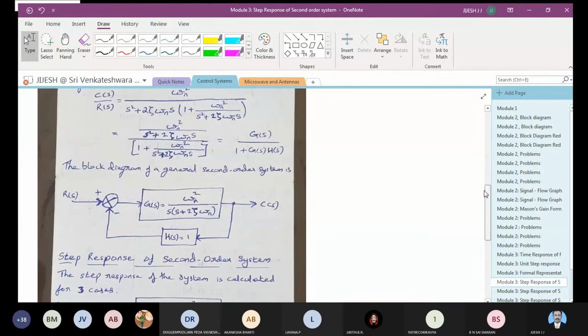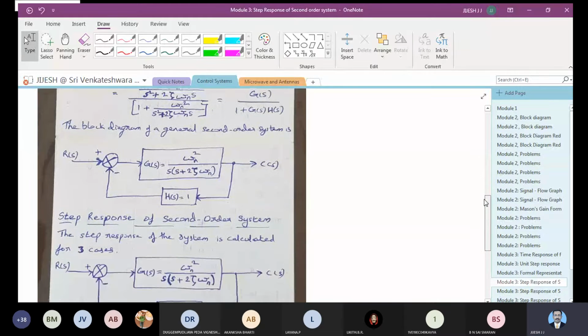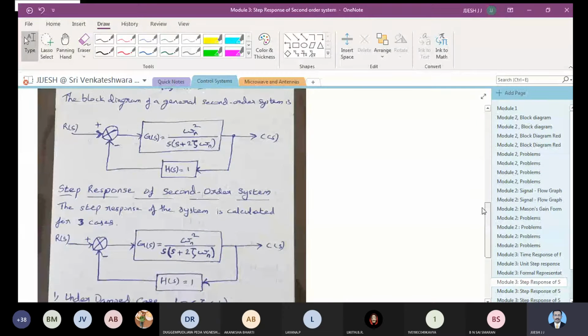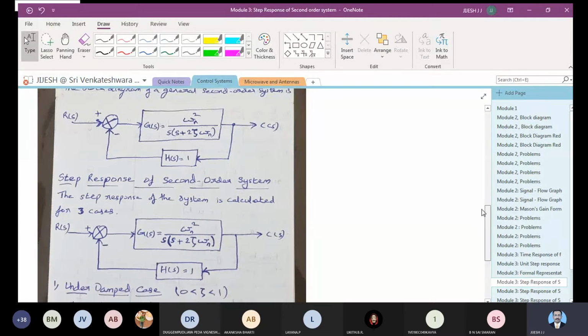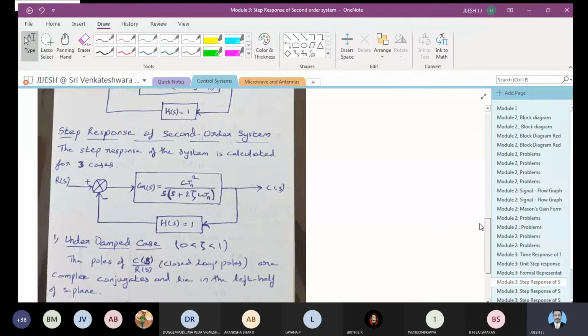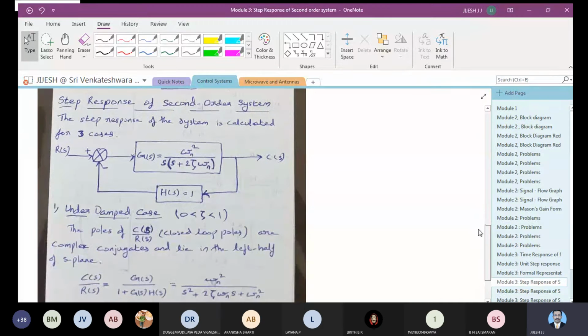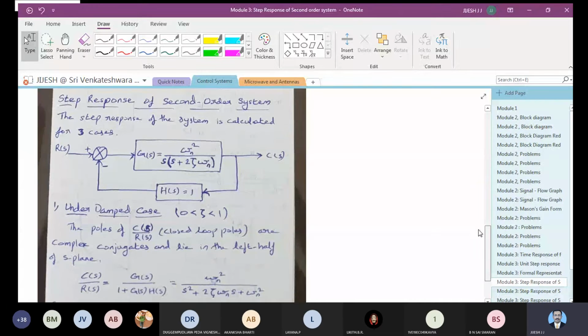Yes, sir. Okay, then you can just write down the next topic, that is step response for second order system. We have studied the step response of first order system before, and we wrote all the time constants and all those things, and we have completed that in the previous class. Just let me remind you of those things.